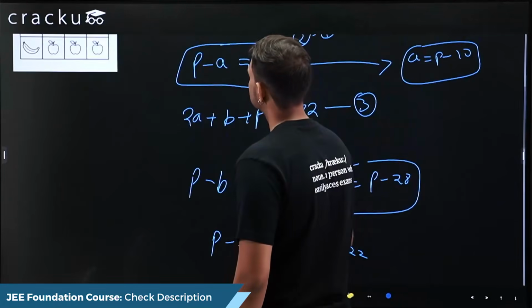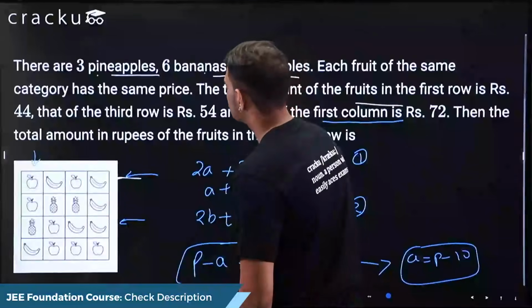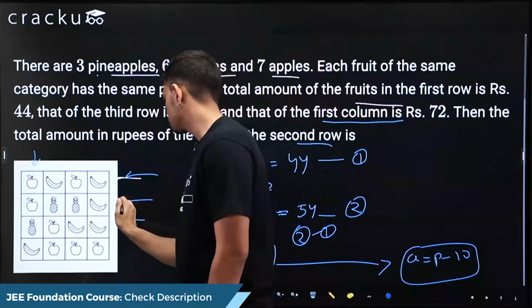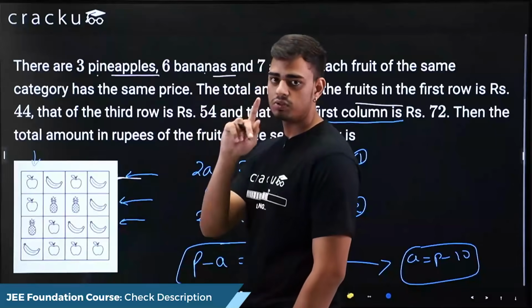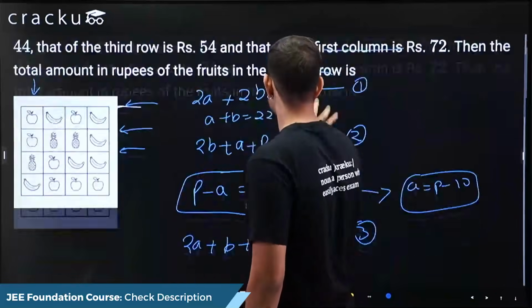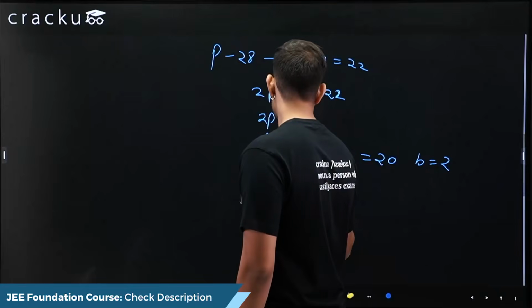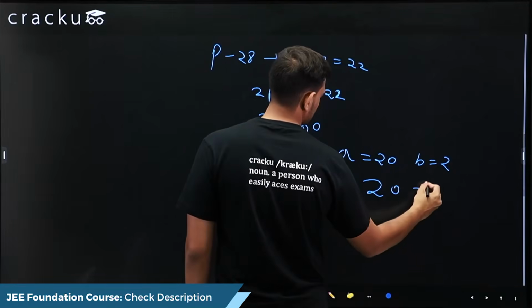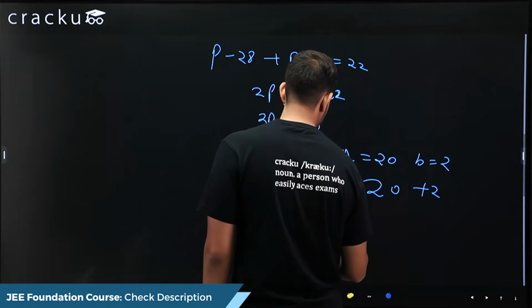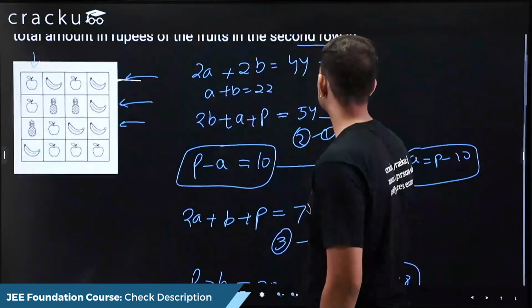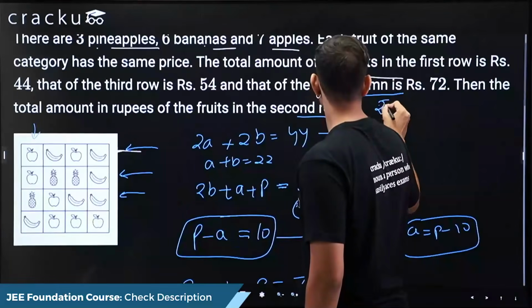Now we are asked the total amount in rupees of the fruits in the second row. What is the second row? This one. We have 2 pineapples, 1 apple and 1 banana. 2 pineapples, that is 2P, 60, 1 apple, that is 20, 1 banana, that is 2. The total amount is 82. So the answer for this question will be rupees 82.